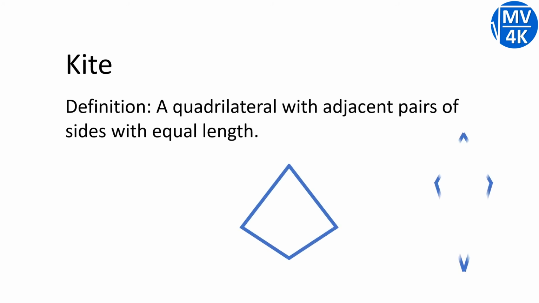And the final type of quadrilateral is a kite. Yes, it's similar to a kite like you might fly on a windy day. However, the definition for a geometric kite is a quadrilateral with adjacent pairs of sides with equal length. That word adjacent is just a fancy word that means next to. So the sides that are next to one another, or the sides that are touching, are equal length, as you see in the 2 examples that are here.